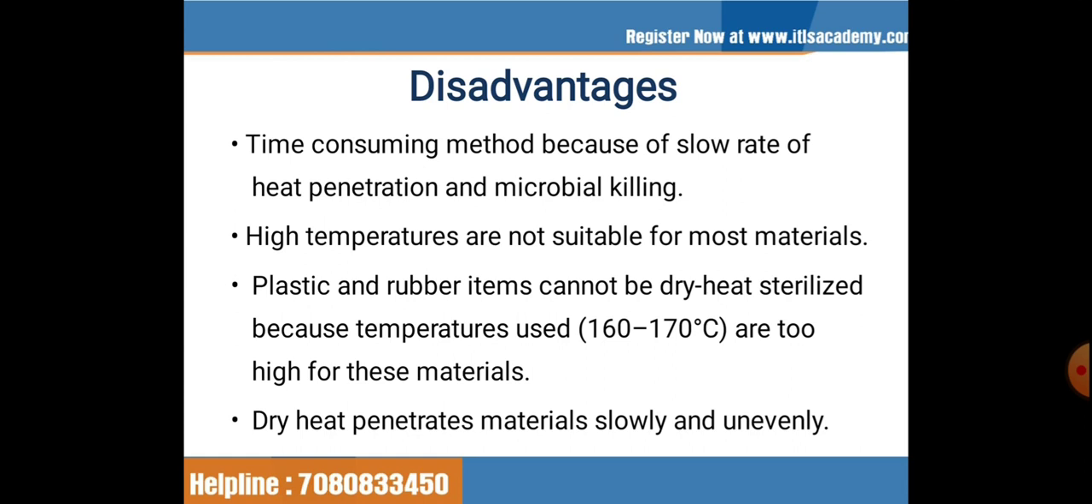The disadvantages of hot air oven is it is a time consuming method because of slow rate of heat penetration and microbial killing. High temperatures are not suitable for most of the materials, as I have discussed earlier, that it is not used for those materials which generally be sterilized by autoclave. Plastic rubber items cannot be dry heat sterilized because temperature used is 160 to 170 degrees Celsius. That is too high for these materials. Dry heat penetrates material slowly and unevenly.